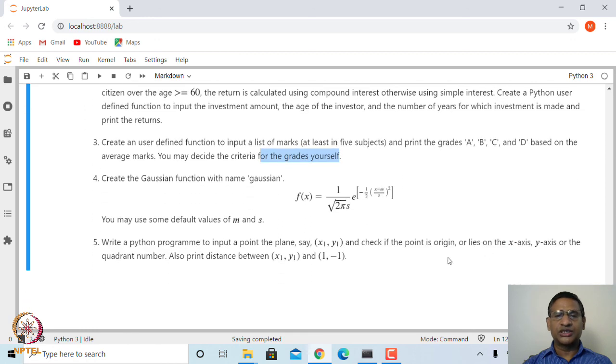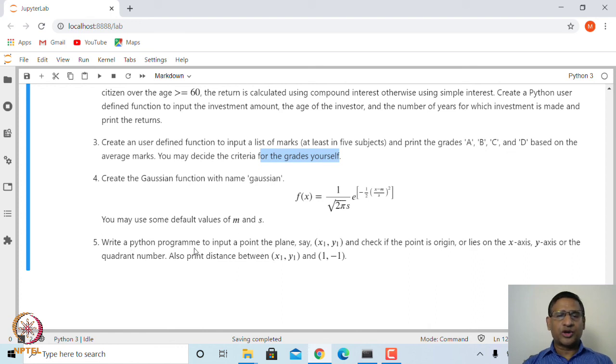And the fourth one is create a user defined function for this Gaussian function. This is f(x) equal to 1 upon square root of 2 pi times s, and e to the power minus half times (x minus m by s) the whole squared, and m and s you can take some default values. For example, m equal to 0 and s equal to 1. So, that is actually the standard normal distribution function.